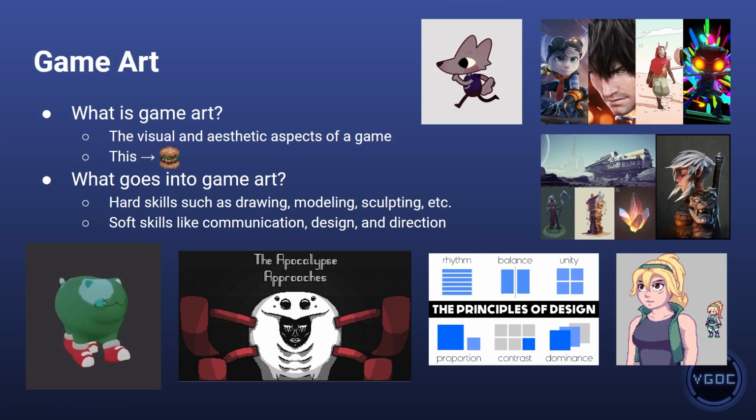So what goes into game art? There are hard skills such as drawing, modeling, and sculpting, but also softer skills like communication, design, direction. You can put art style in there as well. Basically, general ideas on how things will flow and combine together in order to form a cohesive product. There are games out there where, if you look at them, technically they might not be the best looking games, but they have a solid art style that's very cohesive and everything goes together to create a cohesive final product.